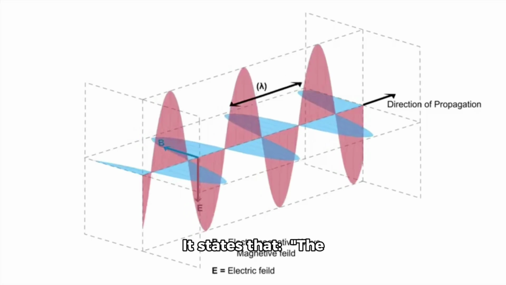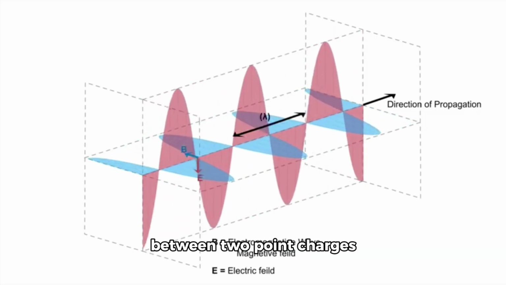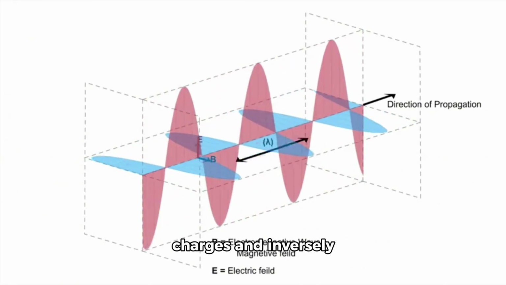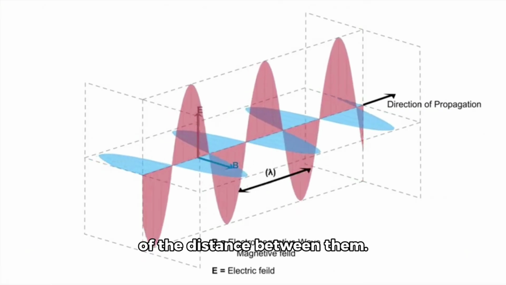Coulomb's law describes the electrostatic force between two charged objects. It states that the magnitude of the electrostatic force between two point charges is directly proportional to the product of their charges and inversely proportional to the square of the distance between them.